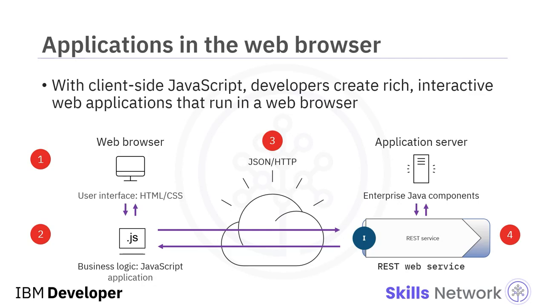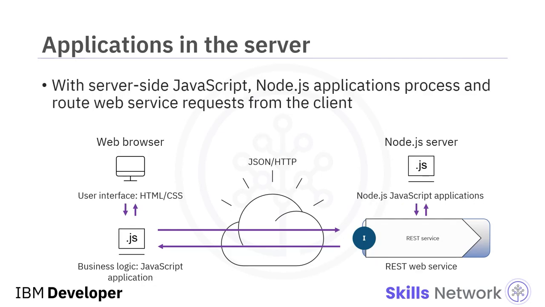This service traditionally would be written in Java, PHP: Hypertext Preprocessor, or another backend language. In the last step, the application server processes the web service request using a server-side application such as Enterprise Java components and returns to the client. With server-side JavaScript, Node.js applications process and route web service requests from the client.